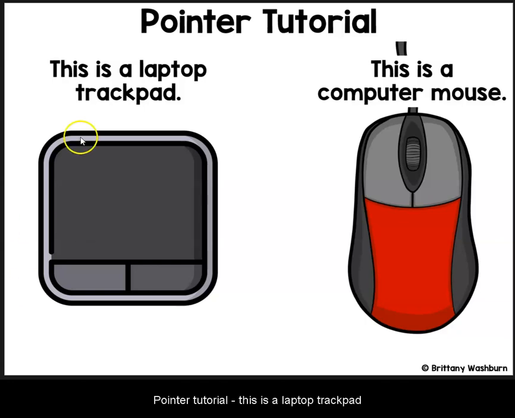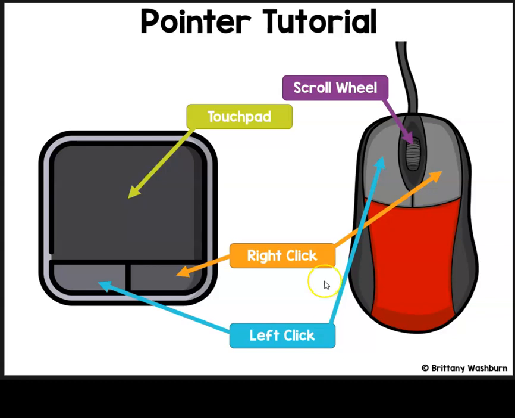Pointer tutorial. This is a laptop trackpad, and this is a computer mouse. The trackpad and the mouse both have a left click button and a right click button. The trackpad also has a touchpad that we use our fingers on, and the mouse has a scroll wheel.